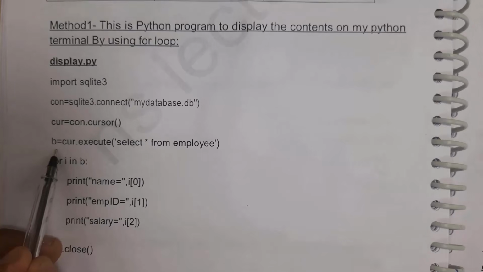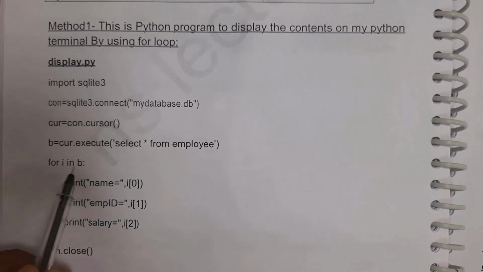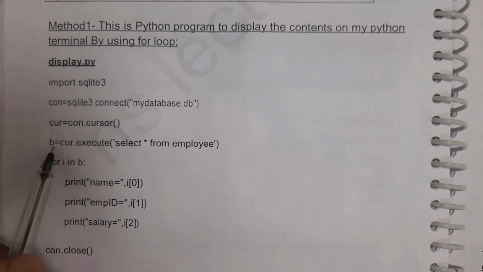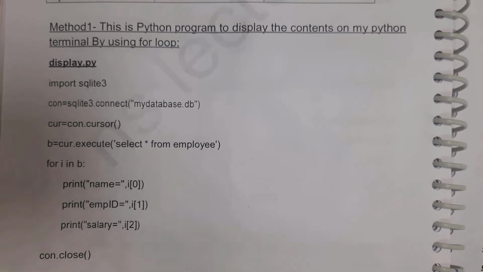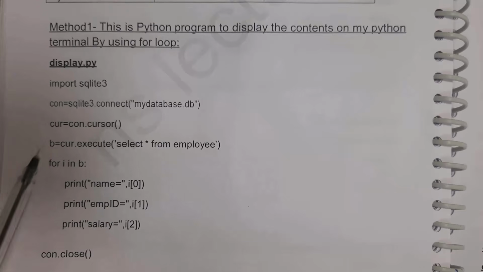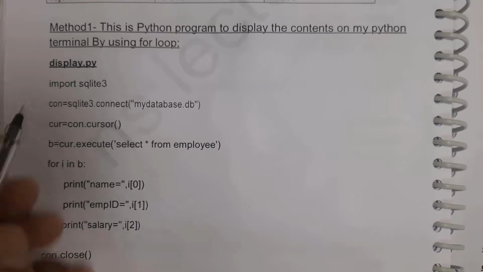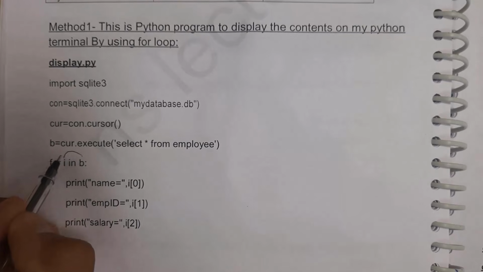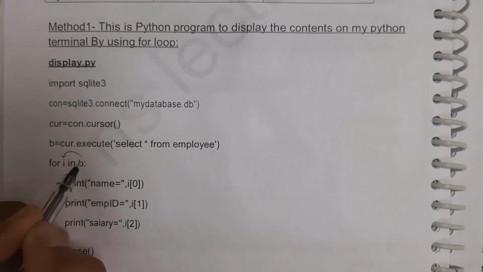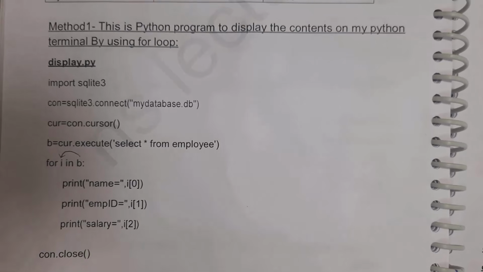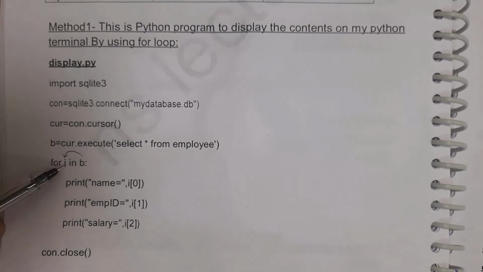And next I took here for loop, for i in b. Now this b contains complete employee table data. So whatever data is present in variable b, whenever I write here for i in b, this data is transferred from variable b to i. Now variable i contains complete employee data.